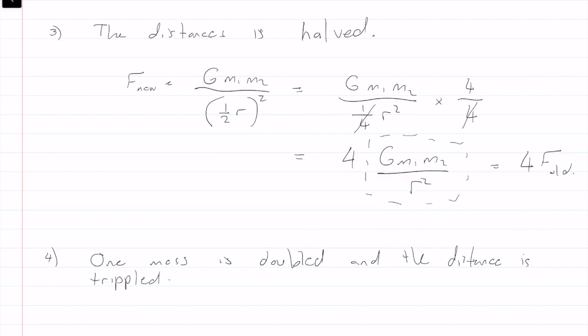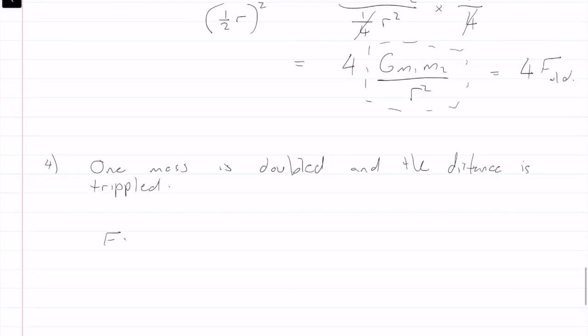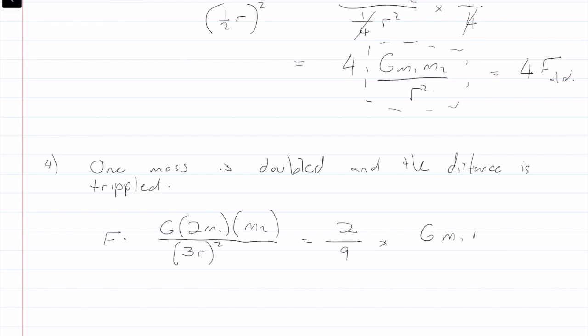Okay, so if that's the case, I have F is going to be equal to G. One of the masses needs to be doubled, so I'm going to do 2 mass 1. I'm going to leave mass 2 as it is, and I'm going to triple the distance, 3 times r, squared. Again, remember your brackets, otherwise you're going to make mistakes. Okay, so if I multiply that out, I'm left with 2 over 9 times G m1 m2 over r squared, and this is once again my F old, so I'm left with 2 over 9 times the old force.